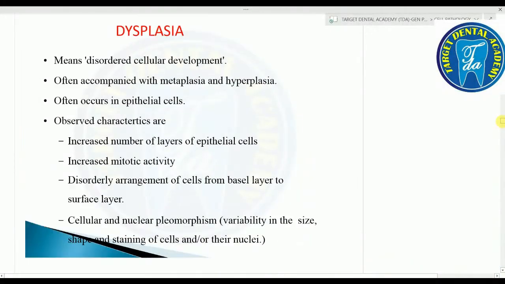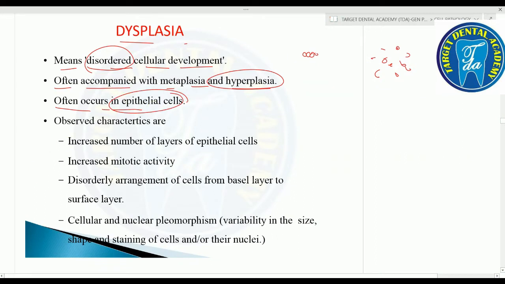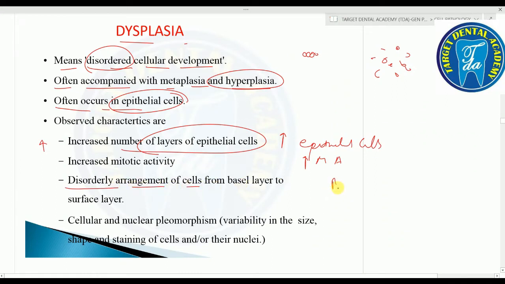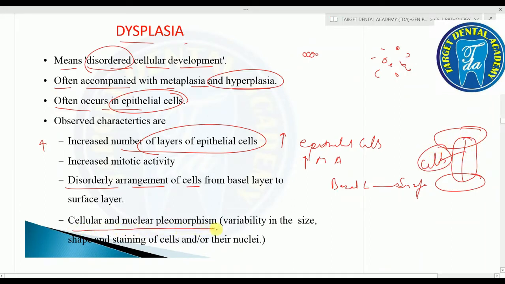And last is dysplasia. Dysplasia means disordered or irregular. This is in an ordered fashion and this is in a disordered arrangement. So dysplasia means disordered cellular development. It is often accompanied by metaplasia and hyperplasia. It often occurs in the epithelial cells, and its characteristics are an increased number of layers of epithelial cells, increased mitotic activity, and disorderly arrangement of the cells from the basal layer to the surface layer. There is cellular and nuclear pleomorphism, variability in the size, shape and staining of the cells or their nuclei. Fine. So this is all about cellular adaptation.